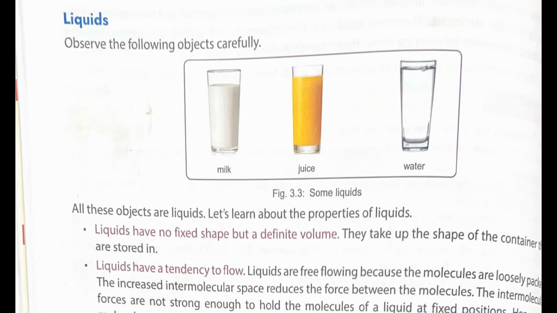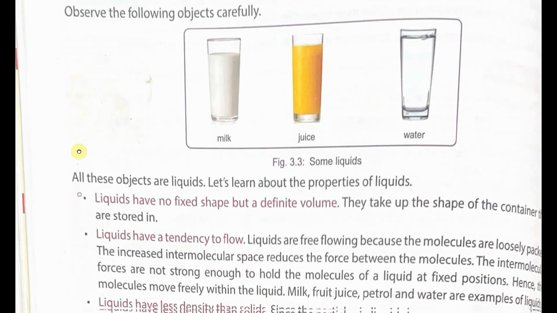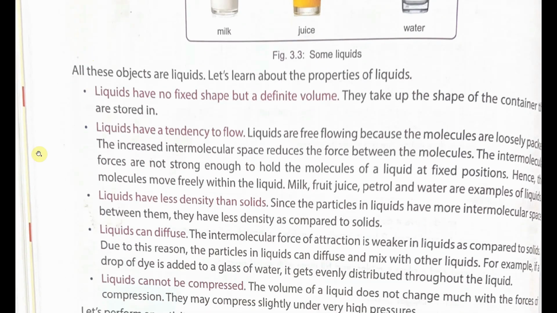Liquids have a tendency to flow. Liquids are free-flowing because the molecules are loosely packed. The increased molecular space reduces the force between the molecules. The intermolecular forces are not strong enough to hold the molecules of liquid at fixed positions. Hence, the molecules move freely within the liquid. Milk, fruit juice, petrol, and water are examples of liquids.